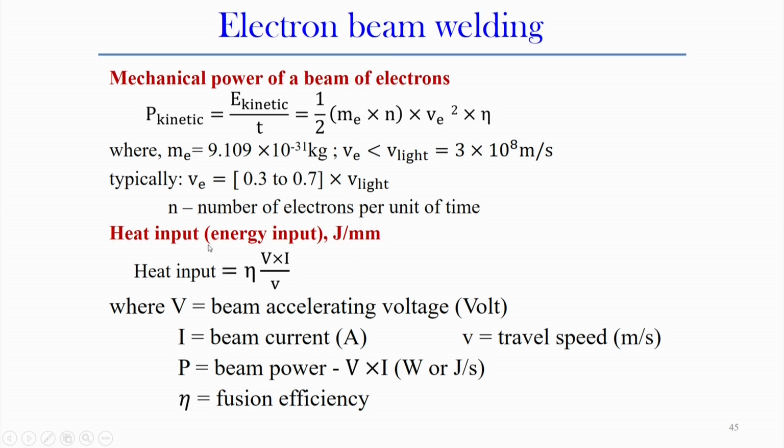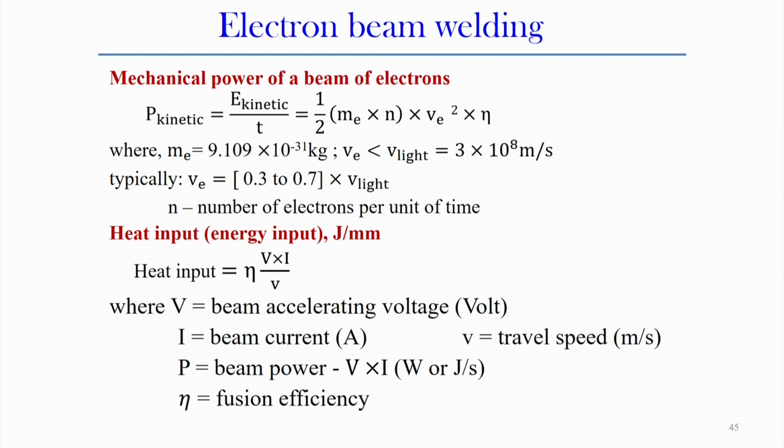Now, in another way, the heat input can also be estimated, that means energy input per unit length. It is given in the unit of joule per millimeter. When you estimate the heat input per unit length, two parameters are involved: the beam power and the speed. It takes the combined effect of the welding velocity as well as the welding power. So the ratio of that is a measure of the heat input per unit length.